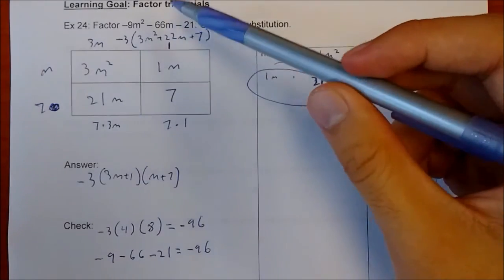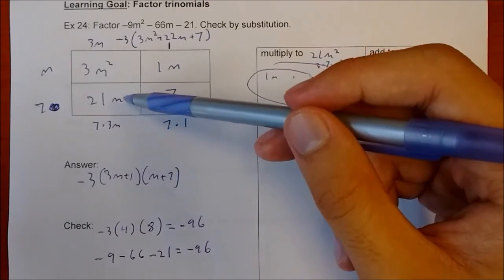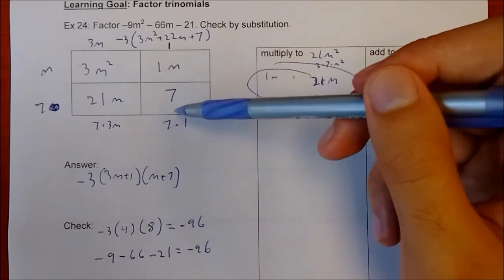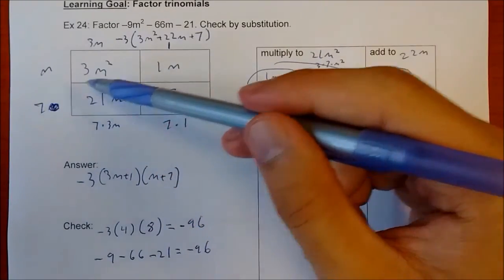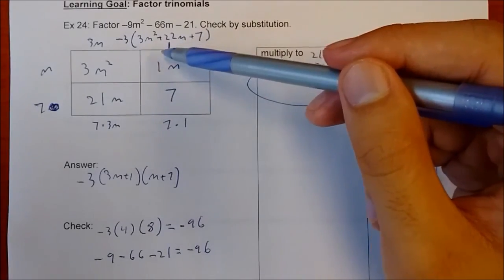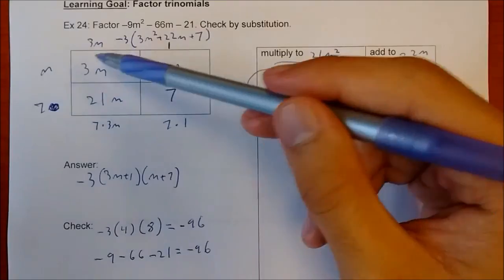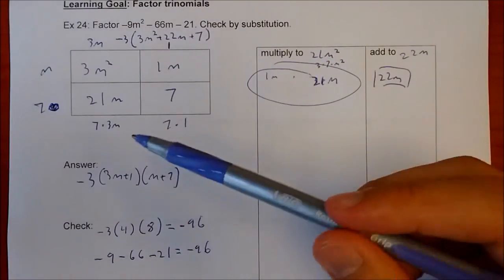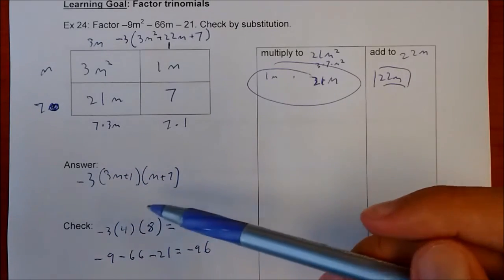So I placed my 1m in the top right, my 21m in the bottom left, and then I noticed that 21m can be represented as 7 times 3m, and 7 can be represented as 7 times 1. So I put a 7 on the left, which let me put a 3m at the top left, a 1 in the top right, and our last missing piece was an m here. And to check everything, 3m times m is 3m squared, and 1 times m is 1m. So then our final factored form is going to be negative 3 times 3m plus 1 times m plus 7.